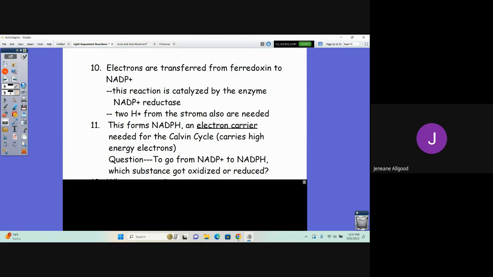All right. So when I'm going from NADP plus to NADPH, which substance got oxidized or reduced? NADP plus got reduced. Awesome. NADP plus gets reduced to become NADPH. So you have to remember that when we're talking about oxidation and reduction, we're always dealing with hydrogens or the electrons from hydrogen.